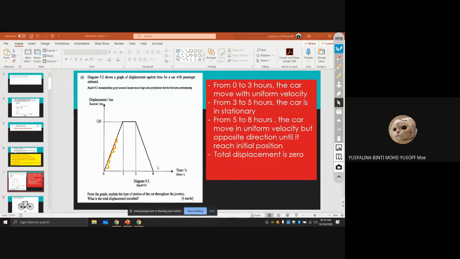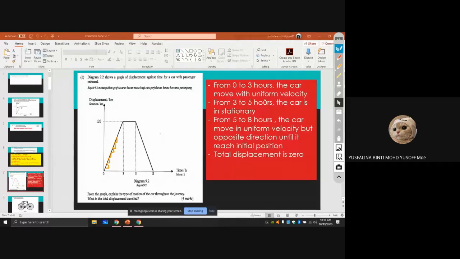So you can see at the end, at 8 hours, the displacement is zero here. It means it has come back to its initial position. And then the last point is the total displacement is zero.